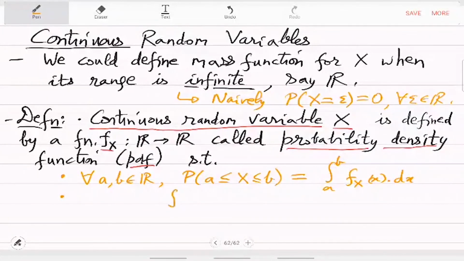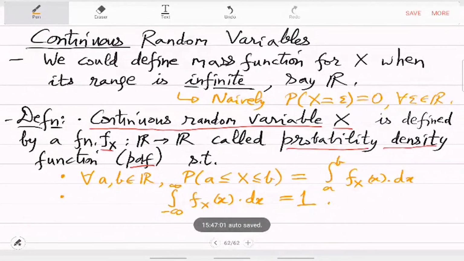Second thing, then what you want is obviously if you integrate over the whole line, right, then you should get 1. Okay, so, if you integrate in intervals, then you get the probability of the random variable being in that interval, and if you expand it to the whole line, then you should get 1. So, this is what defines a continuous random variable.